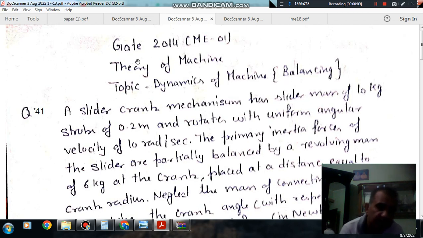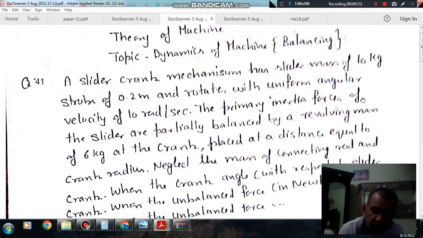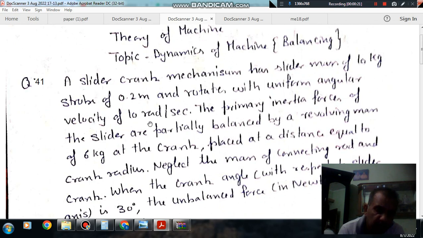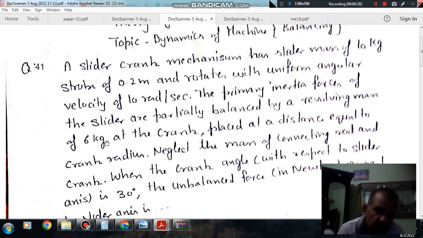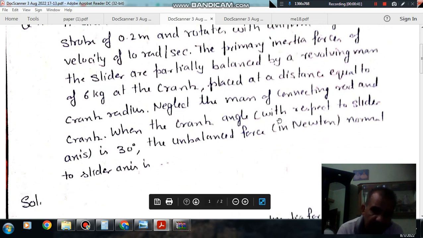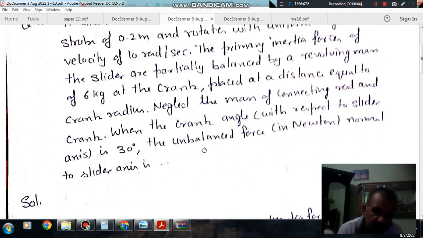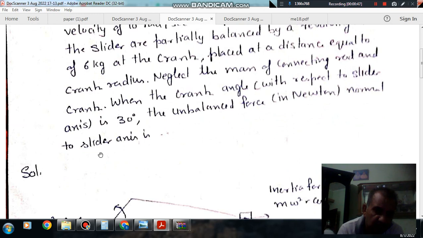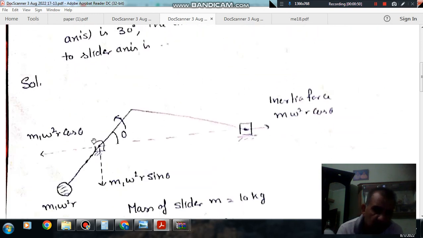Question number 41 from GATE 2014 ME-1: A slider crank mechanism has slider mass of 10 kg, stroke of 0.2 meter and rotates with a uniform angular velocity of 10 radian per second. The primary inertia force of the slider are partially balanced by a revolving mass of 6 kg at the crank, placed at a distance equal to crank radius. Neglect the mass of connecting rod and crank. When the crank angle with respect to the slider axis is 30 degree, the unbalanced force in Newton normal to the slider axis is?